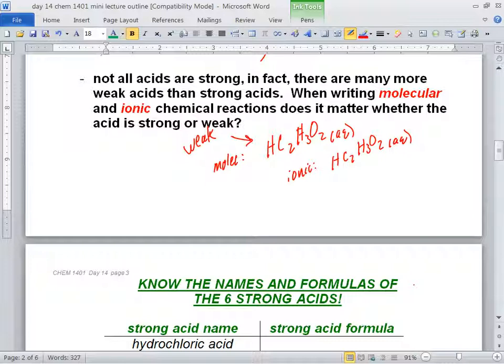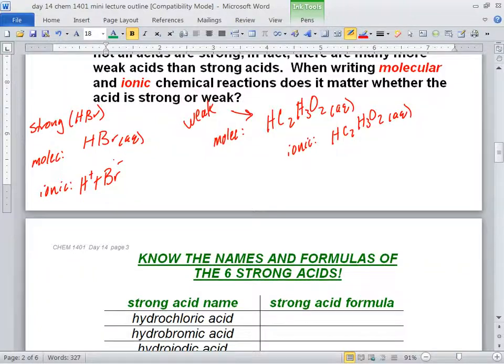So strong acids, no, that's not the case, right? So we should probably do a strong one, right? A strong, HBr. A strong one is HBr. So if you have your molecular equation and your ionic equation with HBr. Molecular, again, don't break anything up. Ionic equation, break it up. H plus, Br minus. So there's a big difference between weak and strong acids with these equations. Not in the molecular, because you don't break anything up. But in the ionic, you break it up if you can. And you can't break up weak acids because they're weak.